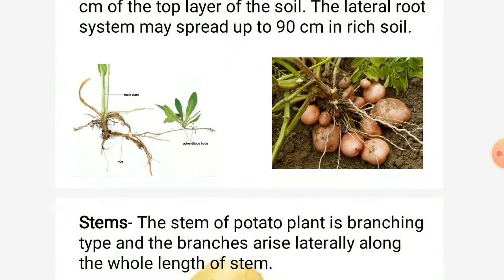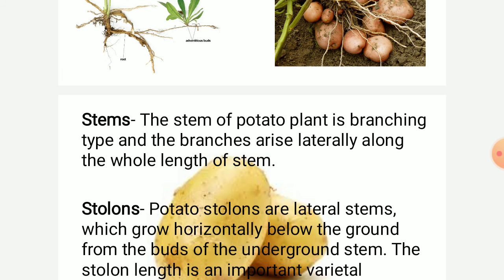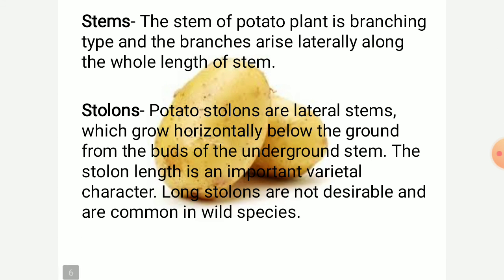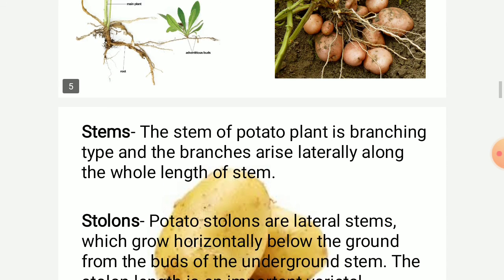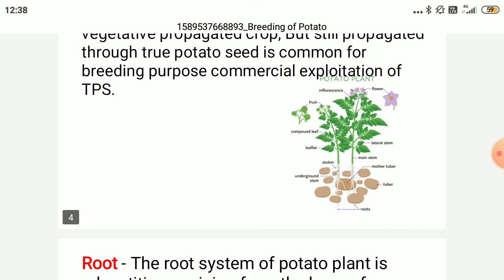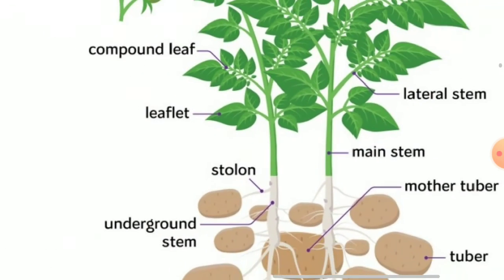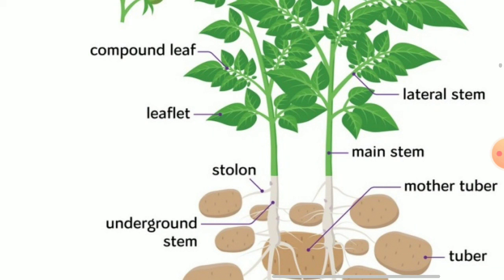The next point is stem. Stem of potato is of branching type. Then next point is stolons. Stolons are lateral stems which grow horizontally below the ground from the bud of underground stem. Generally, long stolons are found in wild species of potato. So you can see stolon in these pictures. Underground stem is called stolon.